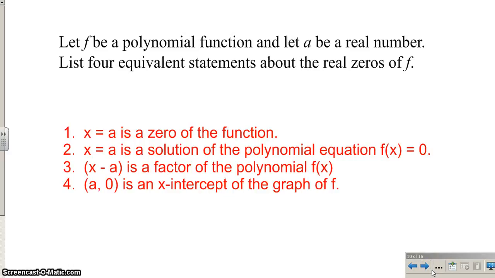All right, so let f be a polynomial function and let a be a real number. List 4 equivalent statements about the real zeros of f. So these are all standard statements about the real zeros of any given function. So x equals a is a zero of the function, then x equals a is a solution of the polynomial equation as well. x minus a is a factor of the polynomial, which is what we've been looking at. This is what we saw on your packet today. And then also a, 0 is an x-intercept. Again, this is what we saw on your packet earlier today.